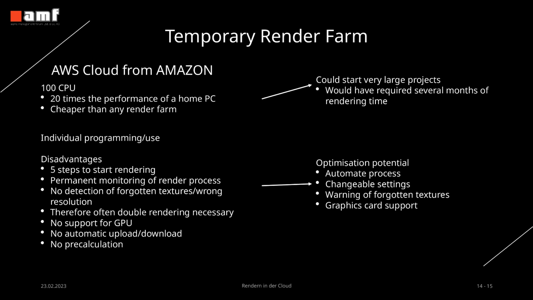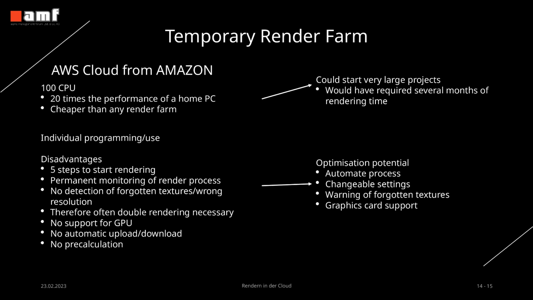This solution was not very professional. It was a prototype, like I said. It was very complicated to use. You took like 5 different steps just to upload a file. I needed to check the render process manually in case anything went wrong. There was no detection if I forgot an image or any other texture. So for the video earlier, all those pink surfaces, all missing textures, I uploaded the file twice, still missed them. Quite a pain. Therefore, I needed to render often double because I missed images.